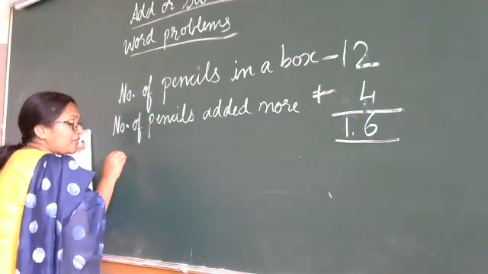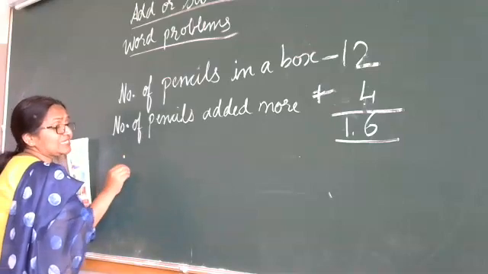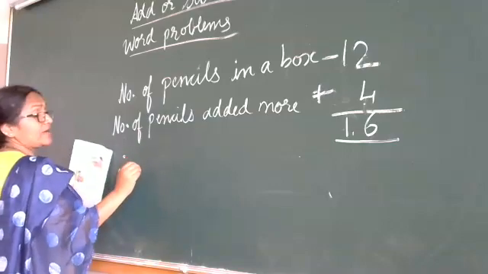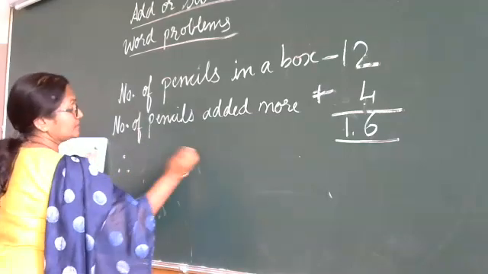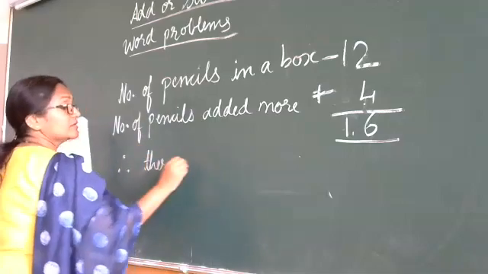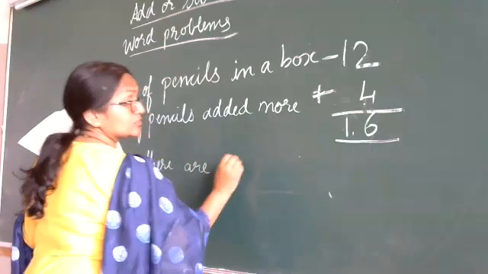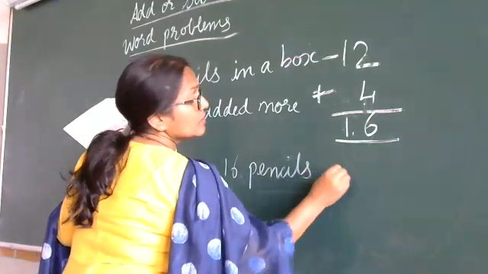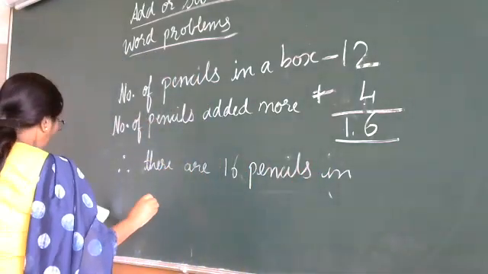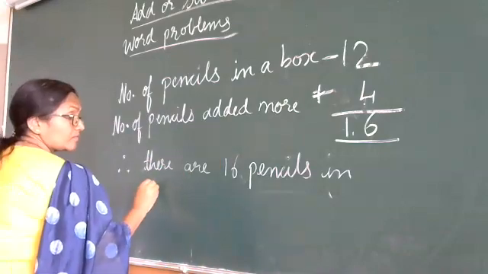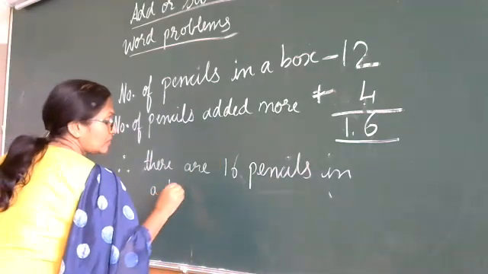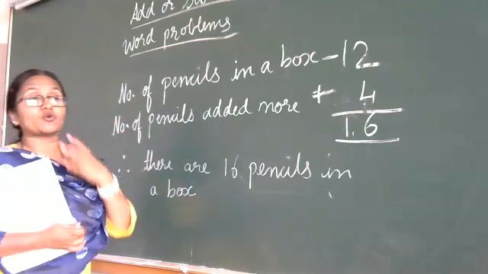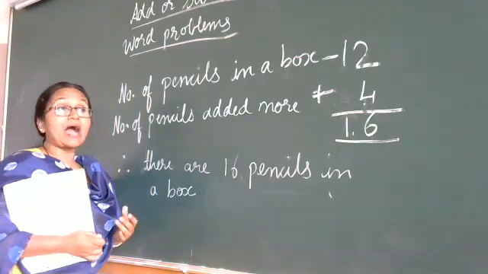So this one, therefore, this is the short form, three dots in a triangle shape. Therefore, how many pencils are there? There are 16 pencils in the box. Okay. In the box.